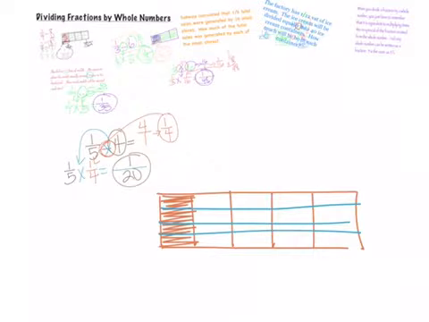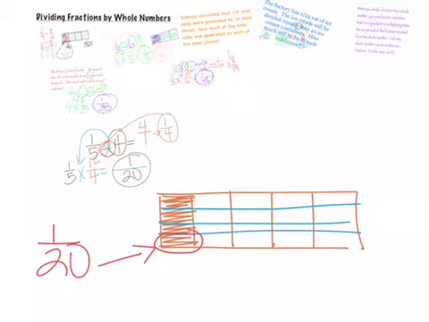And my answer is this, right there. So that would be 1/20, because if I counted them all, 1, 2, 3, 4, 5, 6, 7, 8, 9, 10, 11, 12, 13, 14, 15, 16, 17, 18, 19, 20. 1/20 is my answer.